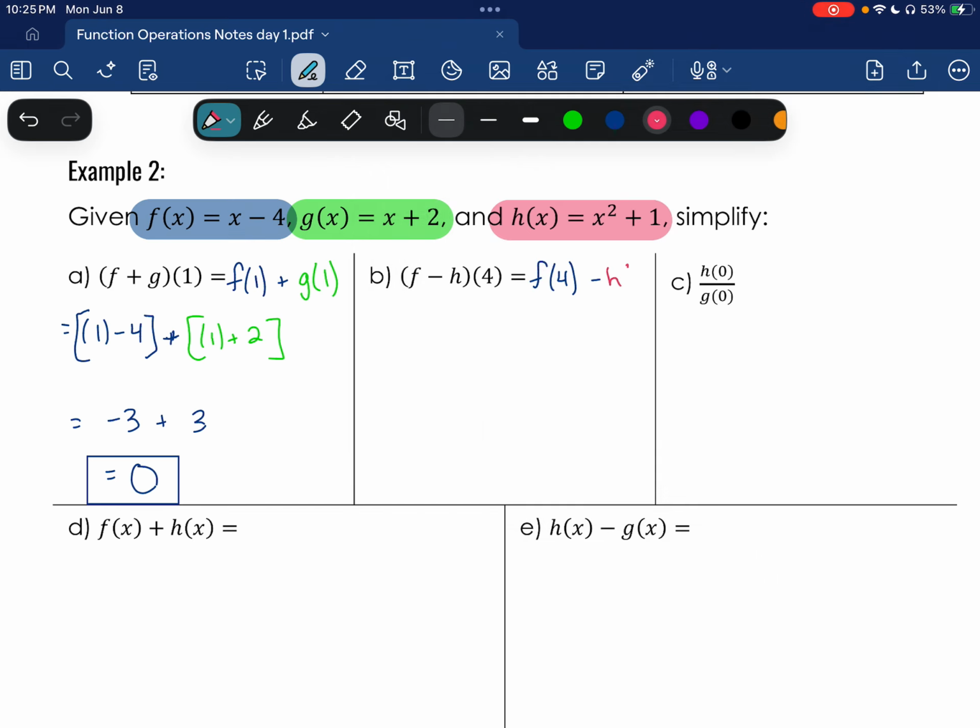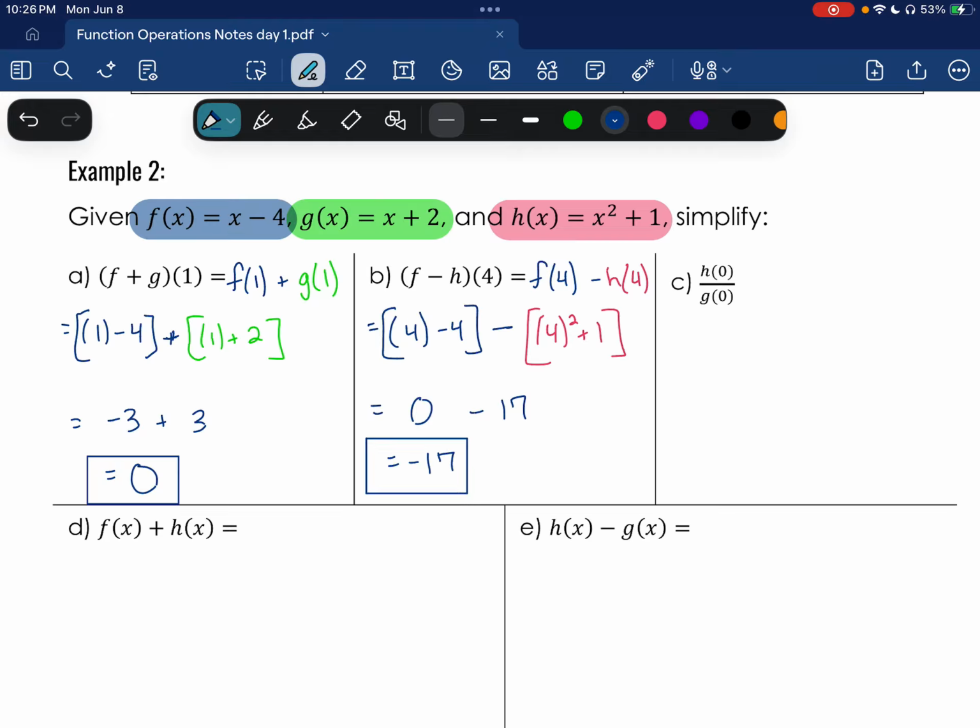Okay, so now the rest of them are all in terms of x. So rather than plugging in for a specific value of x, we're going to leave everything in terms of x. When we do f of x plus h of x, I'm just going to write in my functions. f of x was x minus 4, adding to that x squared plus 1. What happens here is we're just going to combine any like terms that we have and answer in standard form. So we start with x squared as our leading term, plus x, and we had minus 4 plus 1, so it could be minus 3.